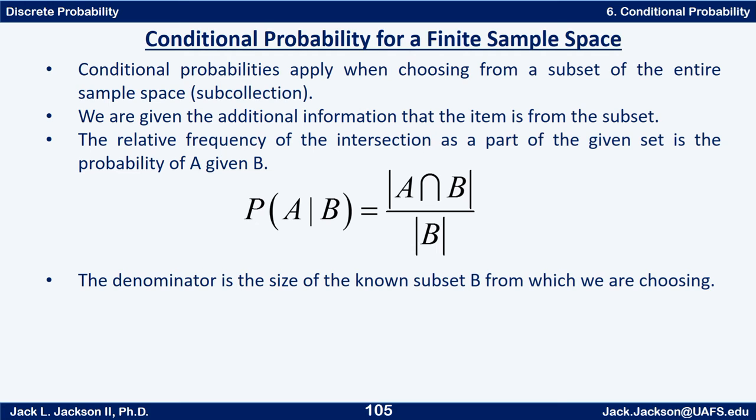So the relative frequency of the intersection as a part of the given set is the probability of A given B. So the probability of A given B is the size of the intersection, A intersect B, or A and B, divided by the size of B. Notice the one after the vertical line is the one we know has happened, and that replaces our sample size as the denominator. So we're restricting our attention to only the stuff where event B happens. It's like restricting to a single row or a single column in our table, like we were looking at before.